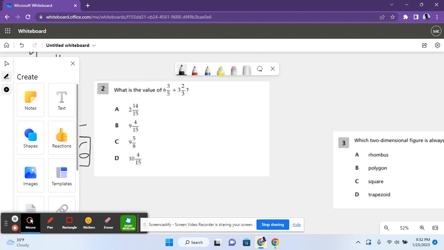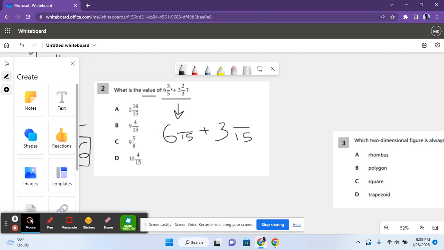For the second problem, it says, what is the value of 6 and 3/5 plus 3 and 2/3? So you have to make these have common denominators since the denominators are different. So a common multiple of 5 and 3 is 15. So 6 and whatever over 15 plus 3 and whatever over 15. So 5 times what equals 15? 5 times 3 equals 15.